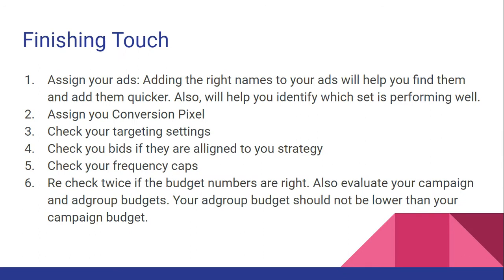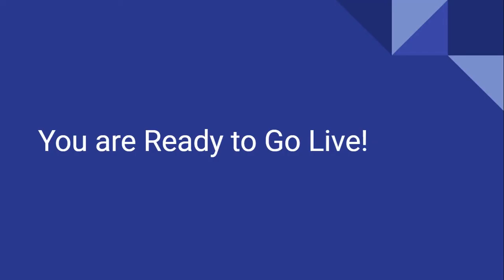So, finishing touch: name your ads. Adding the right name to your ad will help you find your ads and add them quicker. Assign your conversion pixel, check your targeting settings, check your bids to see if they're aligned to your strategy, check your frequency caps, and recheck the budget twice. One extra zero can mean disaster in your campaign. And that's it. You are ready to go live.